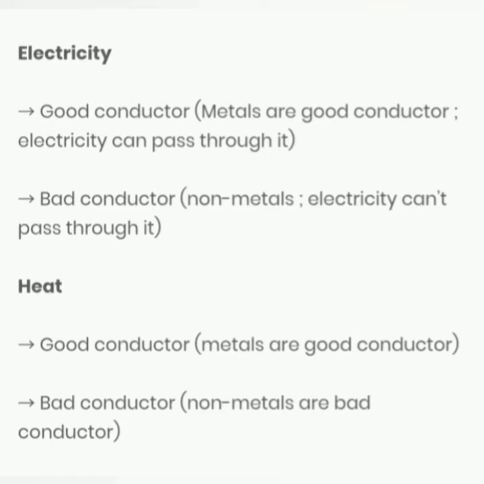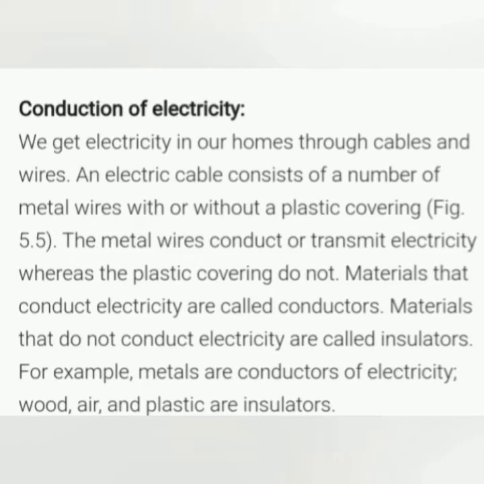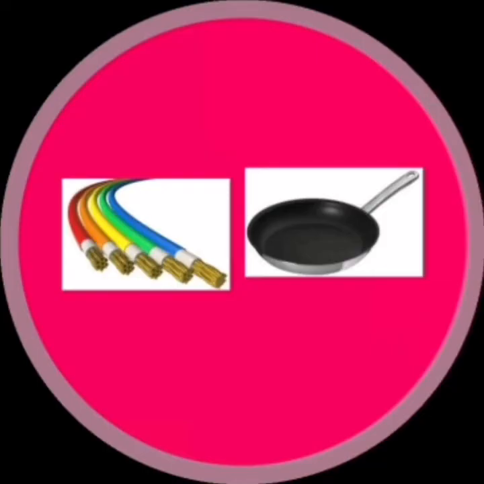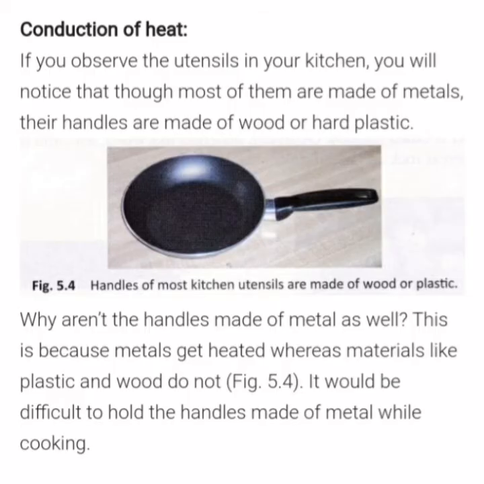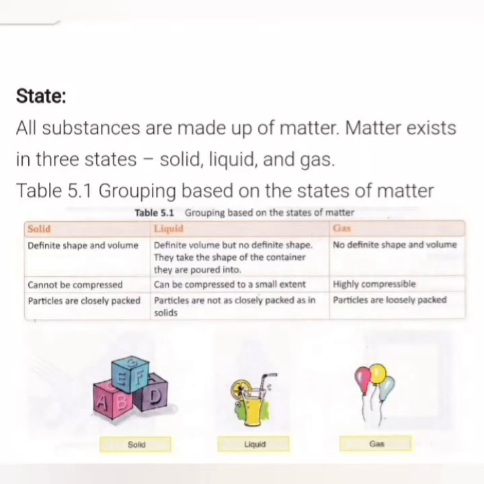Now the next property: good and bad conductors of electricity. Materials through which electric current can pass easily are good conductors of electricity. Metals are always good conductors of heat and electricity. Second, wood, plastic, rubber, cork and certain other materials are bad conductors of electricity. Electric current does not pass through them. And next is good and bad conductors of heat. All metals are good conductors of heat, but wood is a bad conductor of heat.